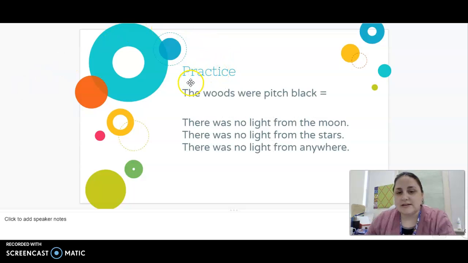So here's some practice. The woods were pitch black. There was no light from the moon. There was no light from the stars. There was no light from anywhere. So we have our anaphora there, right? Beginning of the clauses, have it repeated. Definitely makes it much more impactful.